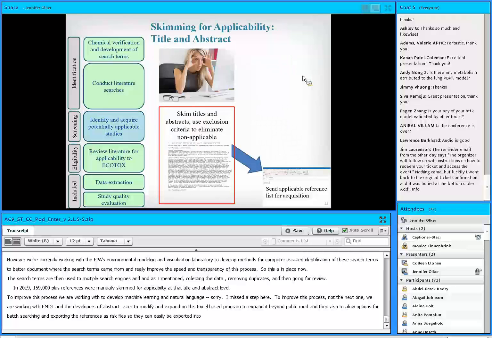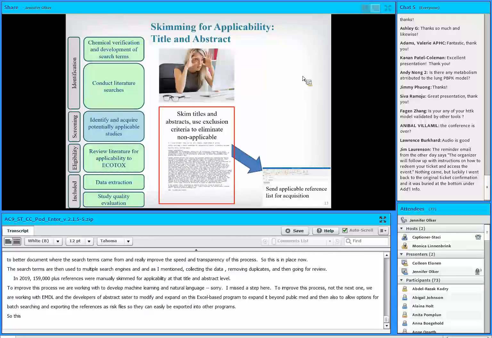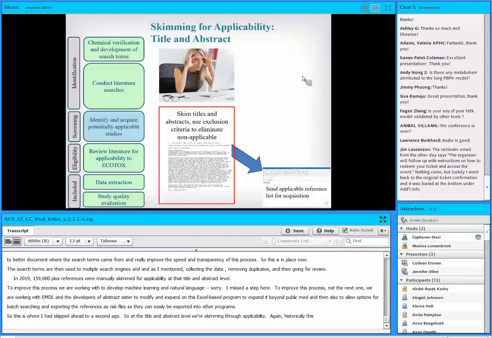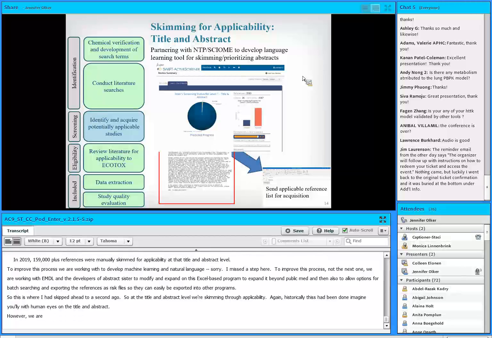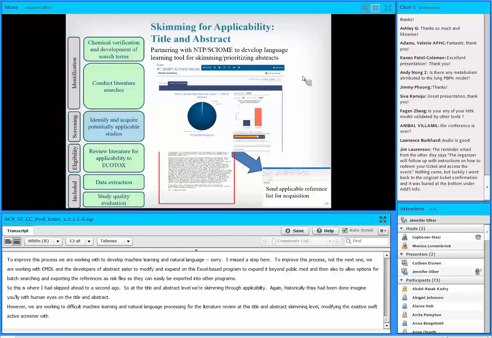So this is where I had skipped ahead to a second ago. At the title and abstract level, we're skimming for applicability. Again, historically, this has been done manually with human eyes on the title and abstract. However, we're working with SciOM to develop machine learning and natural language processing for the literature review at this title and abstract skimming level, modifying the existing Swift Active Screener with ECOTOX specific strategies and criteria, such as including the reason for excluding a paper.